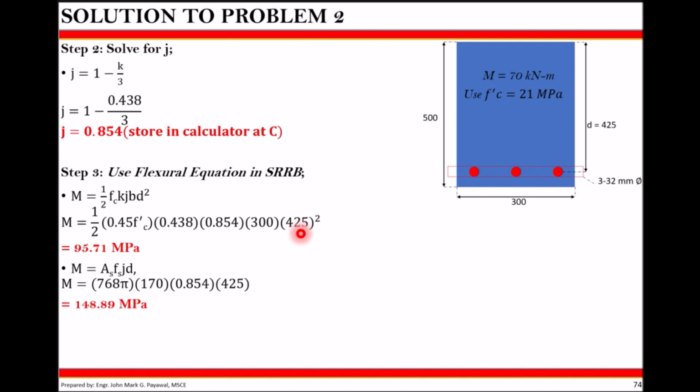In problem number 2, we are asked the moment capacity. So we have two options, either to adopt 95.71 or 148.89. The final answer would be the maximum, and moment capacity would be 95.71. It should be, the governing value should be the least of the two values.